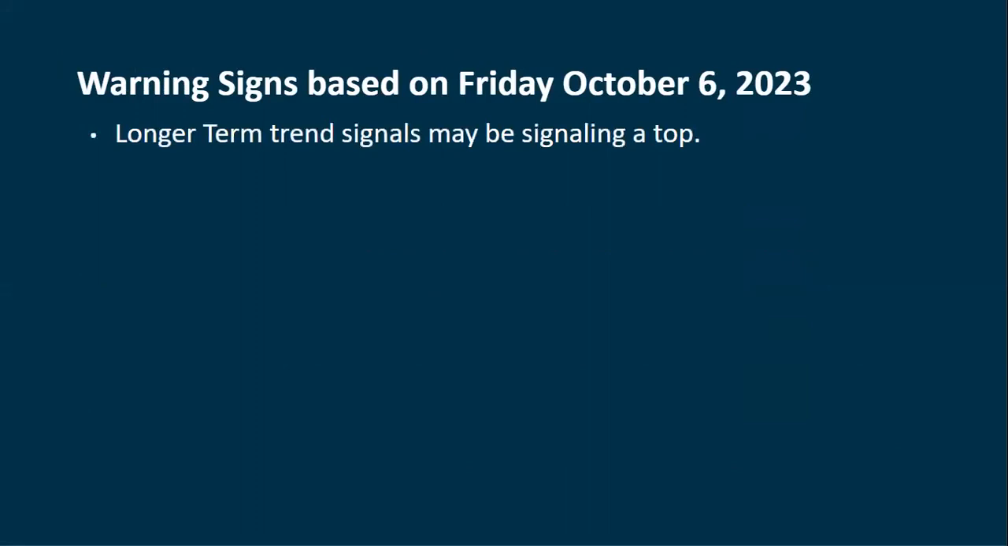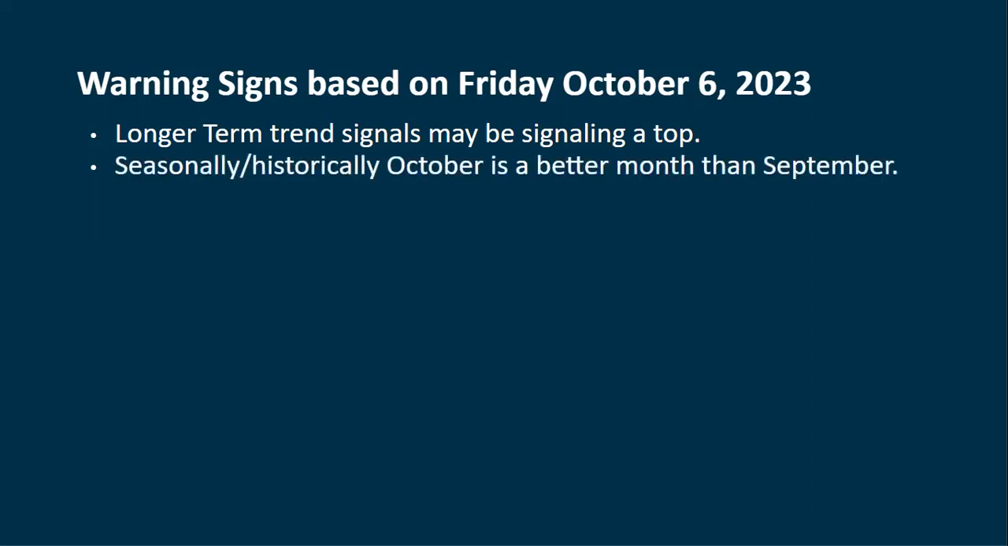The warning signs, the long-term trend lines that I showed for the S&P and the NASDAQ 100, we're still below that. And for right now, we have to say maybe that's signaling a top unless we can go back up and break through those lines. Seasonally and historically, October is better than September. Any month is better than September.